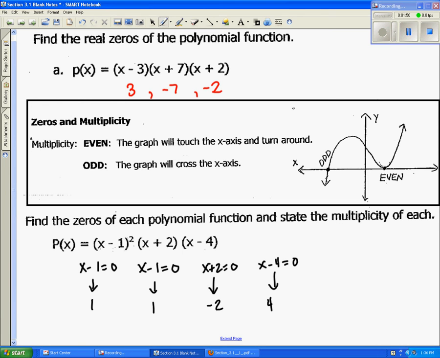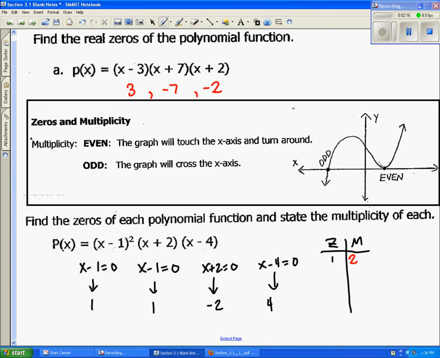So it says find the zeros and the multiplicity. Z stands for my zeros. I have 1, 1, negative 2, and 4. Those are my zeros. Multiplicity means how many times it happened. The zero 1 happened 2 times. Actually, since I have it twice, I don't only list it once.